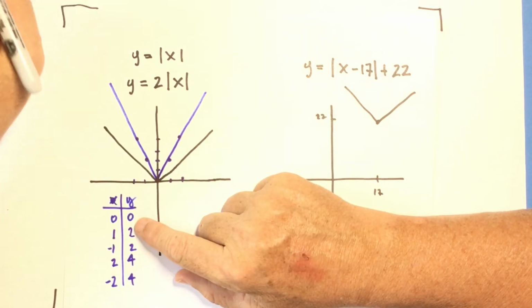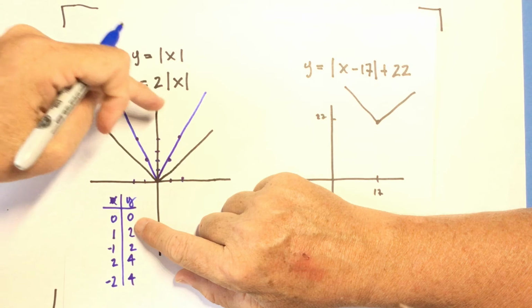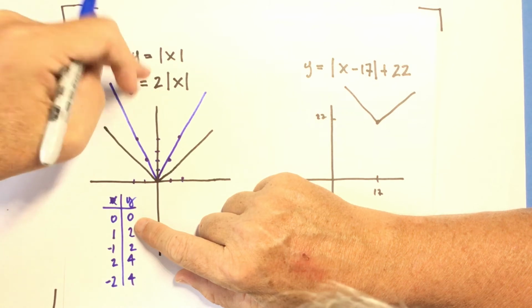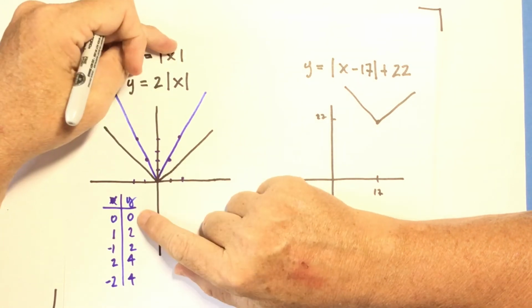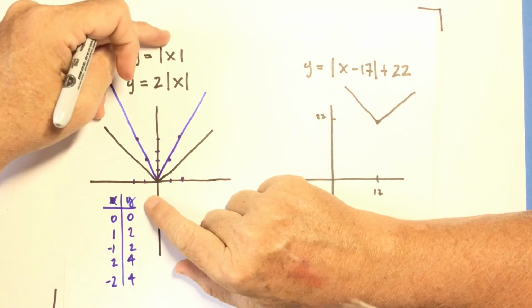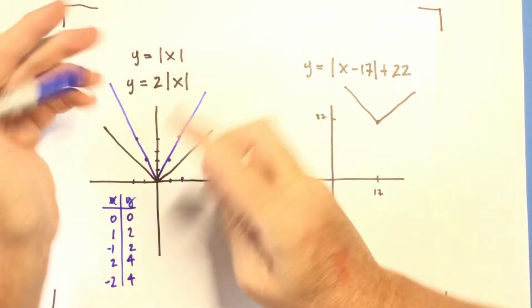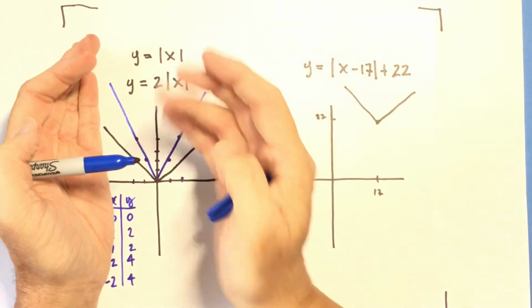Now, different teachers have different ways that they call this. Some would say you're stretching the graph in the y direction. Some would say, well, no, you're compressing the graph in the x direction.